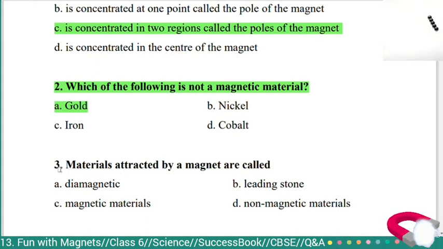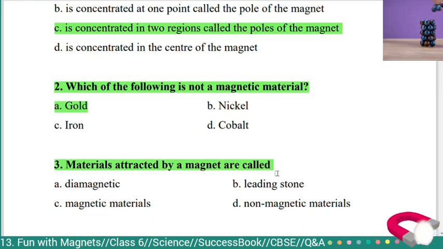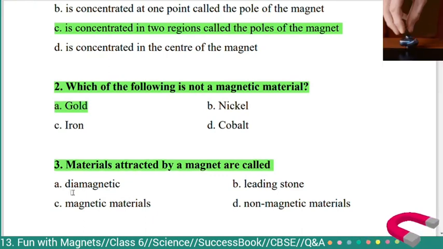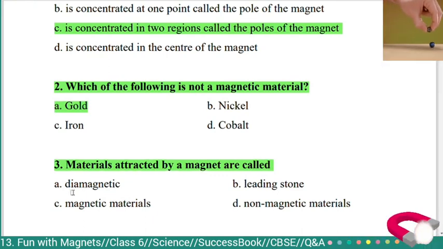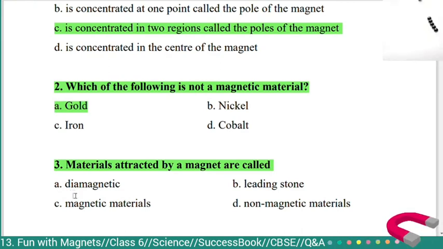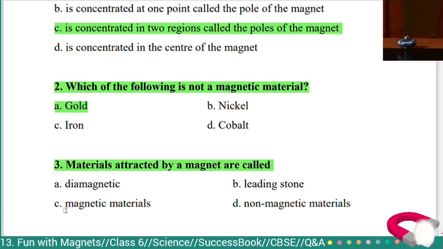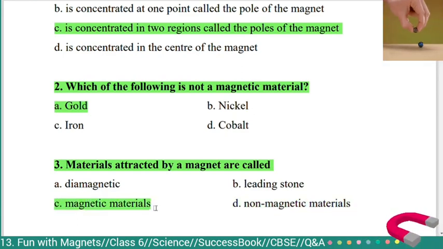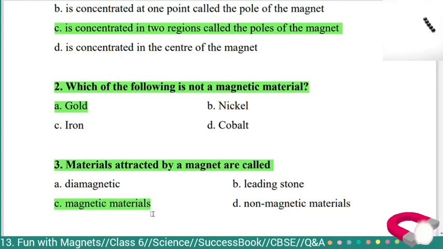Third question. Materials attracted by a magnet are called: option A. Diamagnetic, B. Leading stone, C. Magnetic materials, D. Non-magnetic materials. Here the correct answer is option C. Magnetic materials. Materials attracted by a magnet are called magnetic materials.